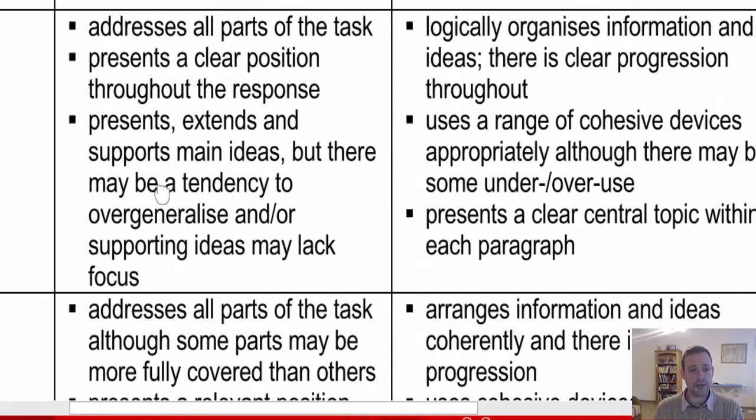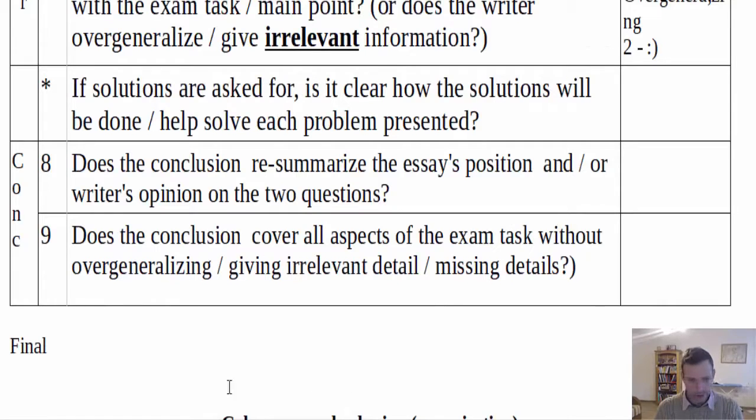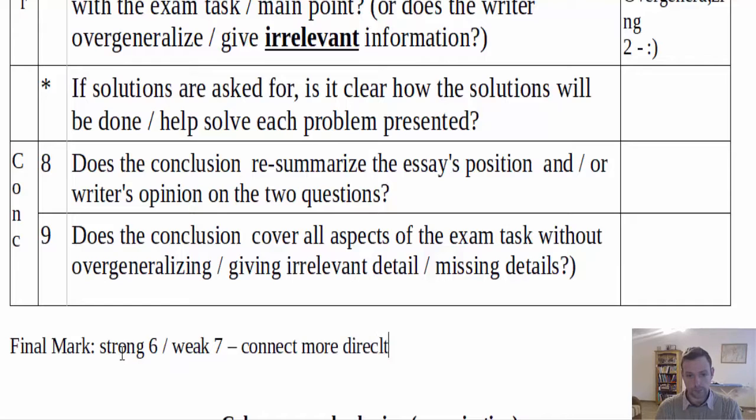An examiner could give the person a 7 here. Maybe a tendency to overgeneralize, and or supporting ideas may lack focus. So definitely they could get a 7 or a 6 there. So let's check it in there. Final mark would be a strong 6, weak 7. Yep. And as always, connect more directly with the specific parts of the question or statement.